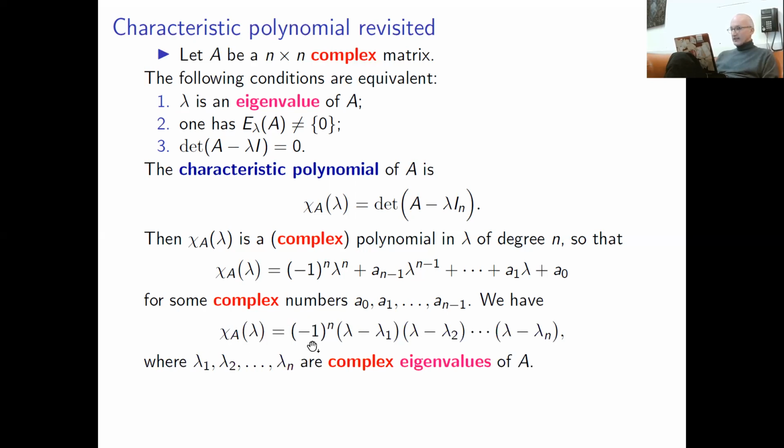So we have this equality for the characteristic polynomial. It's just minus 1 to the n, and here we decompose it as a product of polynomials of degree 1: lambda minus lambda 1, lambda minus lambda 2, up to lambda minus lambda n. And now we can state that these are all eigenvalues of A, all complex eigenvalues of A.